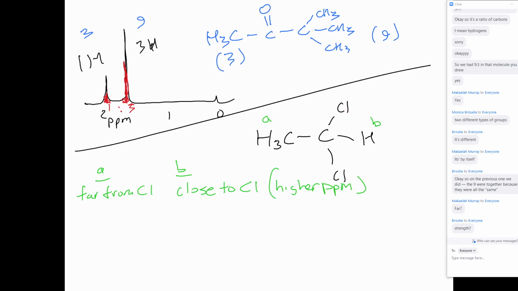Okay, the second question. This is 3 H's. This is 1 H. So you're going to get areas that will be 3 to 1. And I should do that backwards. Shouldn't have done that backwards.